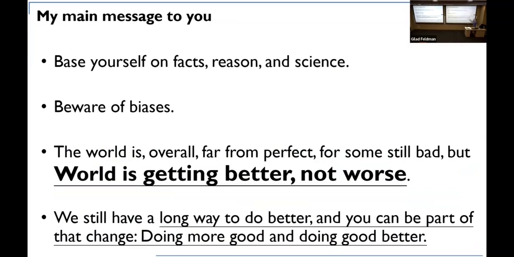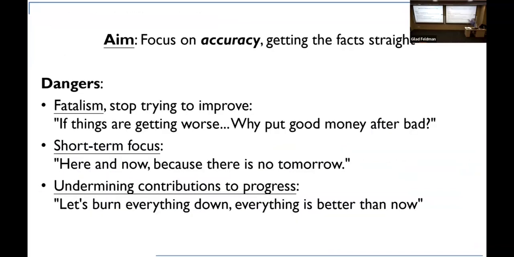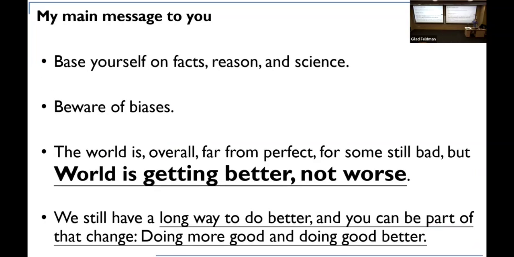And to summarize all of this, there are lots of dangers that Steven Pinker was talking about: the danger of fatalism, the short-term focus, and undermining some contributions to progress. So when we think about all the negative things, and when we think we're not well calibrated, and we have all these people telling us that they hold the facts and the facts are not accurate, then it has an ability to disable us from actually taking action and building things to make the world even better.